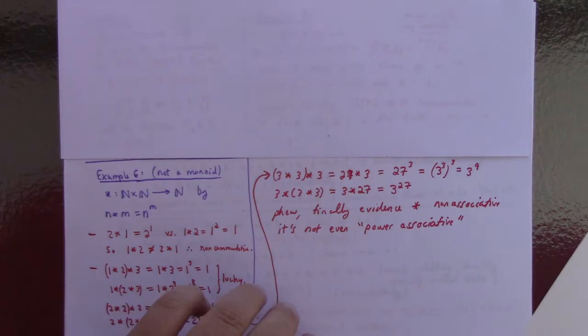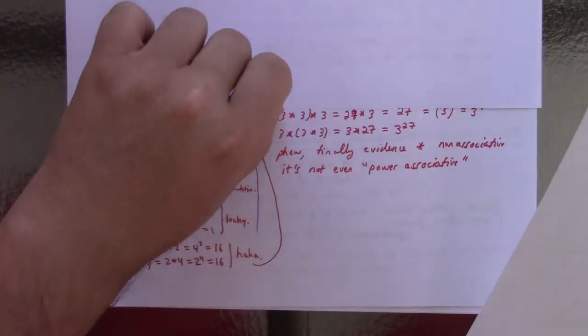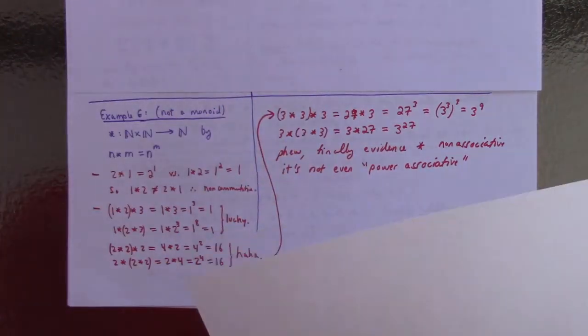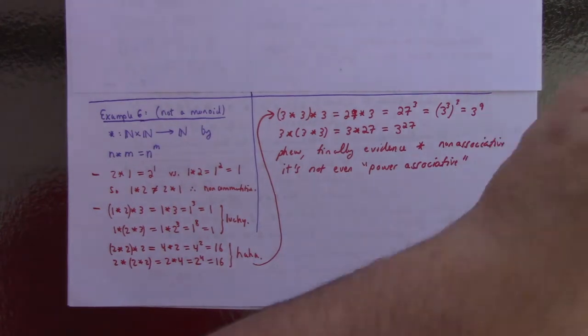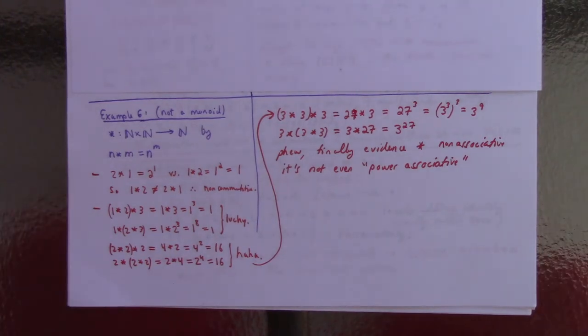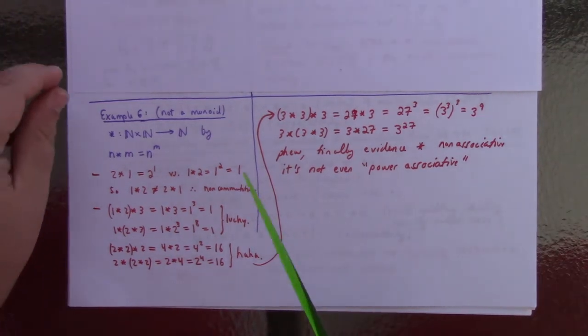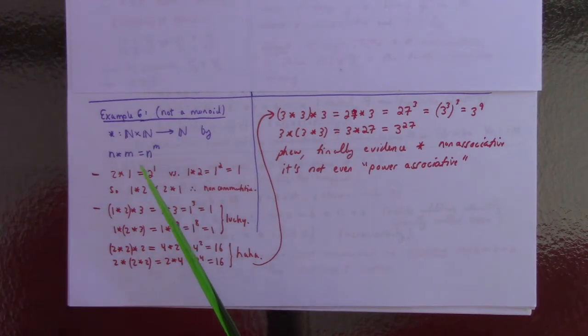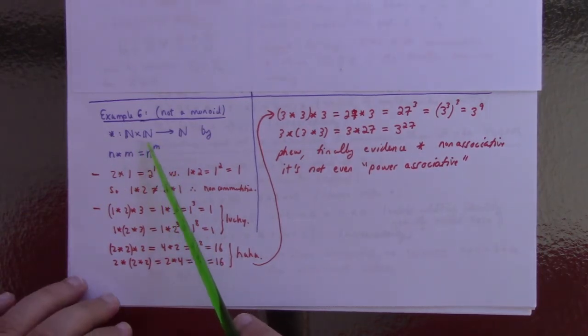Example 6. Example 6 here is finally a non-example, so to speak. It's not a monoid, in fact. The definition given for example 6 is that n star m is n to the m for natural numbers. Now, you've got to remember that N for Nicholson includes 0.